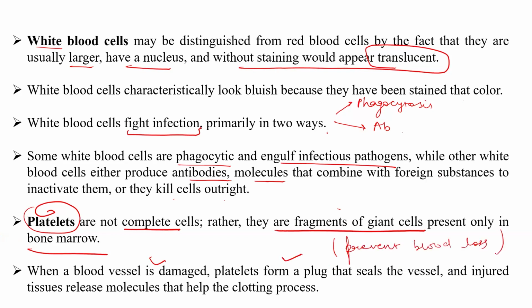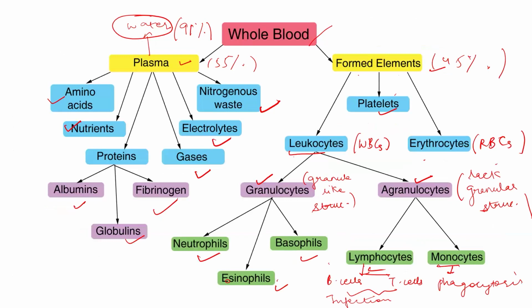So if there is a lack of platelets in any body, then a single injury will lead to a lot of blood loss and it may be fatal. Basically it forms a seal around the vessel, and injured tissues release molecules that further help in the clotting process. Therefore, platelets help in preventing the blood loss and inducing the clotting. So these are the major cells that are present within the blood.